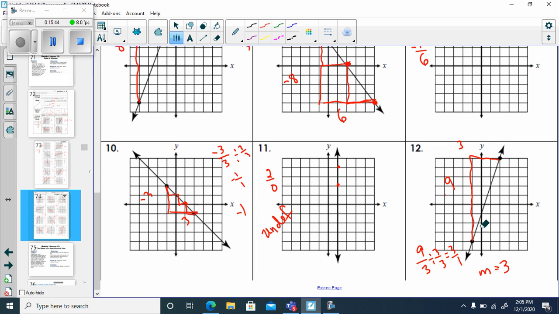Okay. That means for each point, it'd be up 3, 1, 2, 3, and over 1. Yep. Up 3 and over 1. The slope is 3 no matter where I check it. This is just some more practice on how to find slope using the rise over run method.